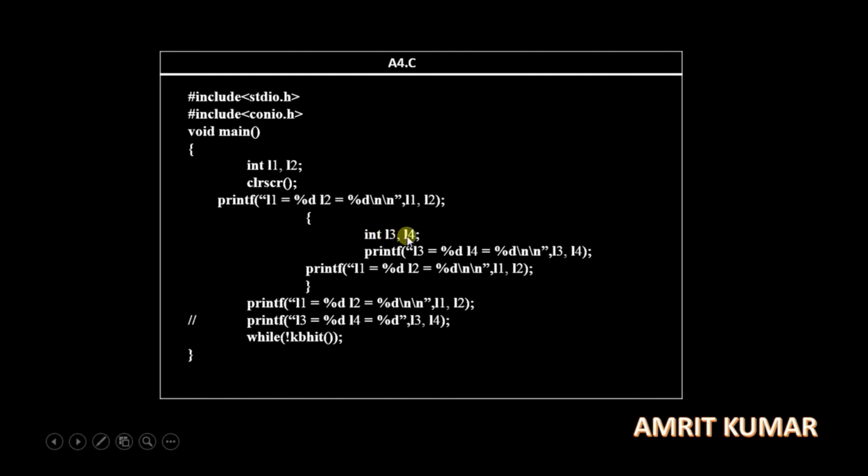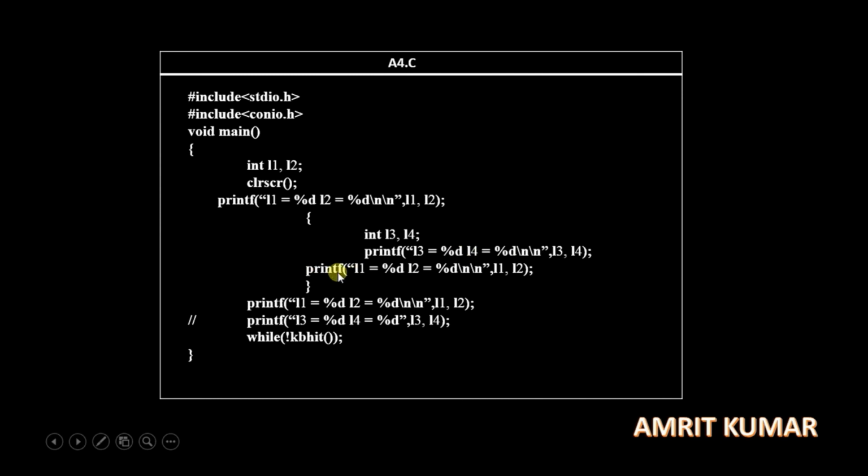For these local variables I3 and I4, whose life period, or you can say lifespan, is within these curly braces. After that I have printed I3 equal to %d and I4 is equal to %d, then a new line. So whatever the value is going to be printed here is the value of I3. Whatever the value is going to be printed here is the value of I4.